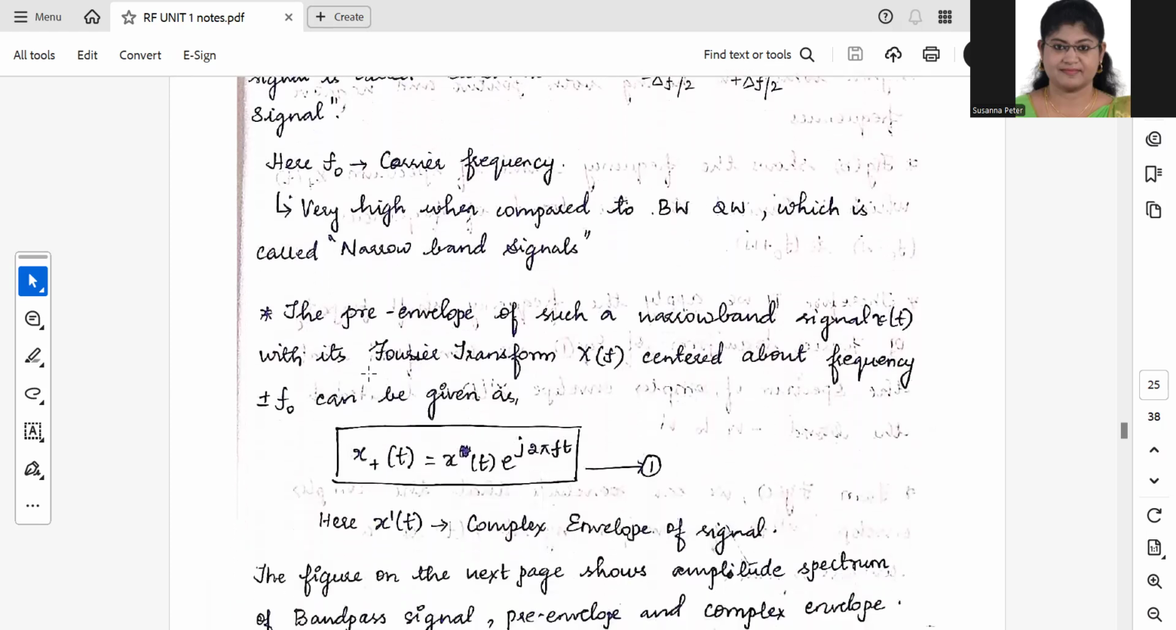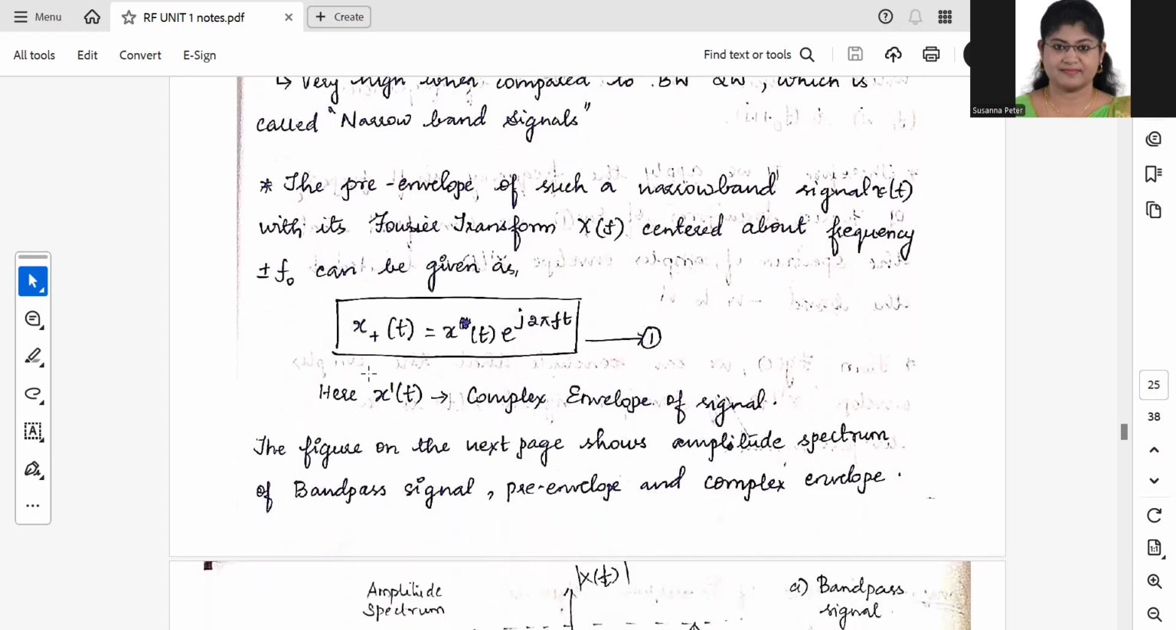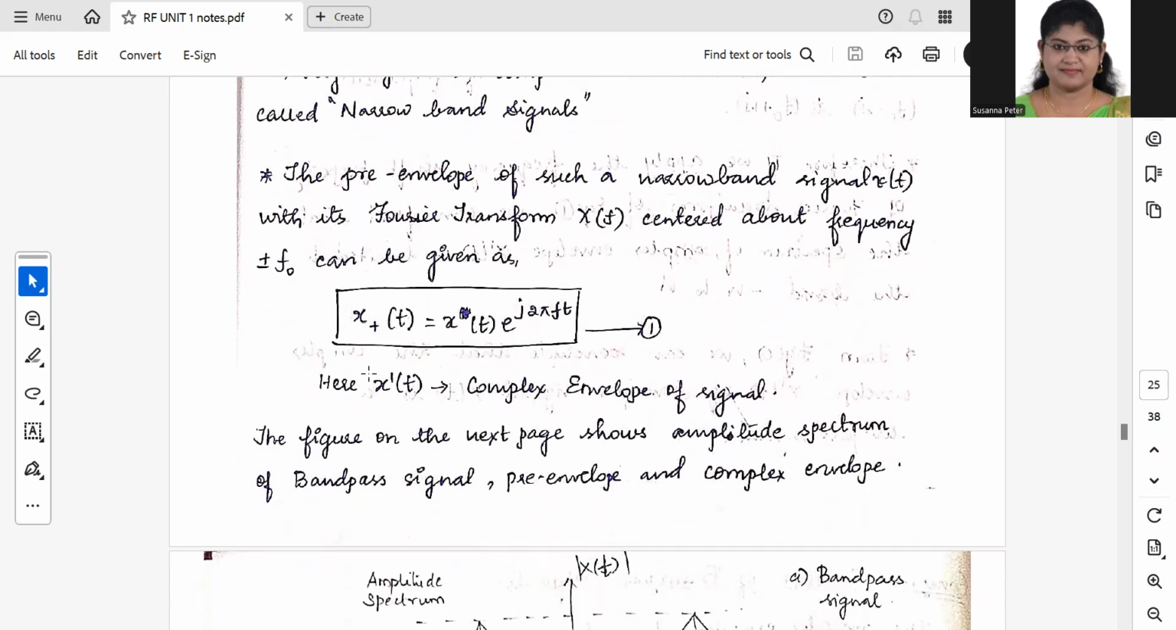Before getting to know the envelope of the bandpass signal, we need an expression for the pre-envelope of a bandpass signal. The pre-envelope of a bandpass signal is given by this equation: x plus of t is equal to x dash of t into e to the power of j 2 pi f naught t. Here in this equation, x dash of t is the complex envelope of the signal.